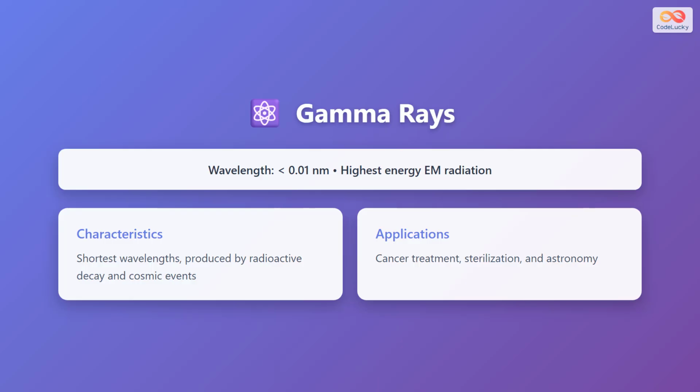Finally, at the extreme end of the spectrum, we have gamma rays with wavelengths shorter than 0.01 nanometers. Gamma rays possess the highest energy of all electromagnetic radiation. They are produced by radioactive decay of atomic nuclei and by extremely energetic cosmic events like supernovae and black holes. Despite their danger to living tissue, gamma rays have important applications in cancer treatment, where they precisely target and destroy tumors, in sterilizing medical equipment, and in astronomical observations that reveal the most violent events in the universe.